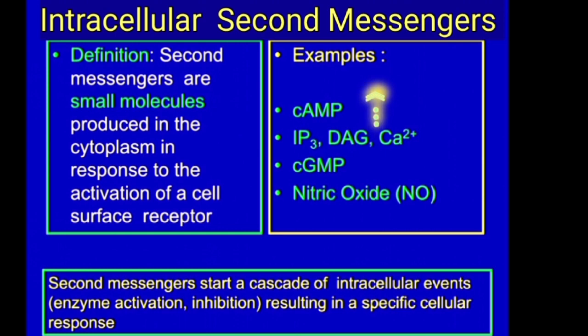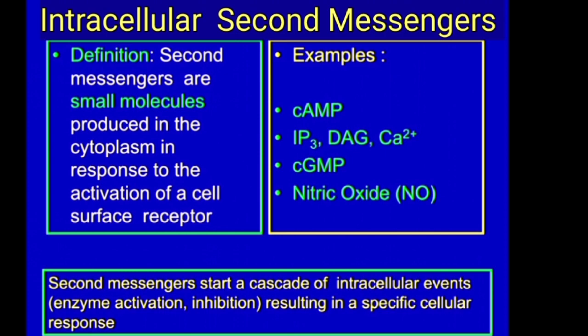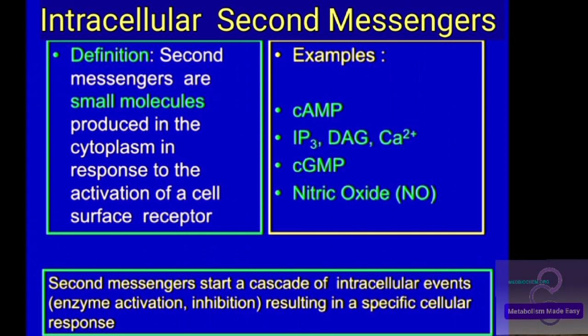Second important feature about second messengers is that they are typically small organic molecules. Okay? They are not proteins in nature. They are not peptides. They are typically organic small molecules. Here are the examples. Cyclic AMP is one, IP3, inositol trisphosphate, diacylglycerol, calcium, cyclic GMP, nitric oxide. Second messengers are typically small molecules that are not present during the resting state of a cell.